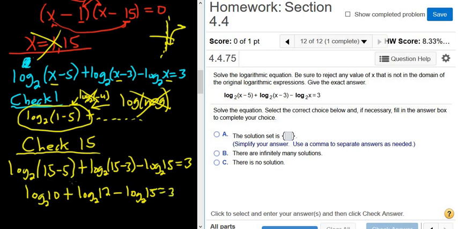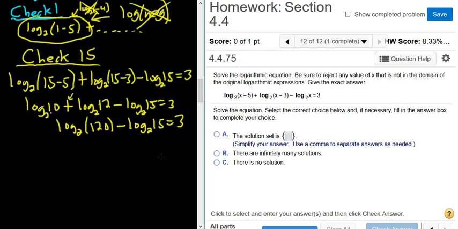Now what we can do with these is multiply them. We have log base 2 of 10 plus log base 2 of 12. That's log base 2 of 10 times 12, which is 120, minus log base 2 of 15, and that should be equal to 3. Let's keep going. So this is going to be log base 2 of 120 over 15, and that should be equal to 3.